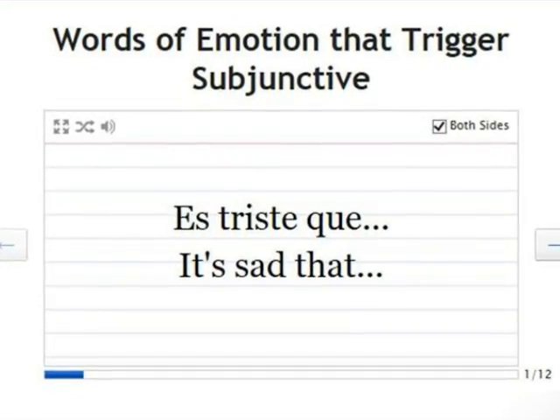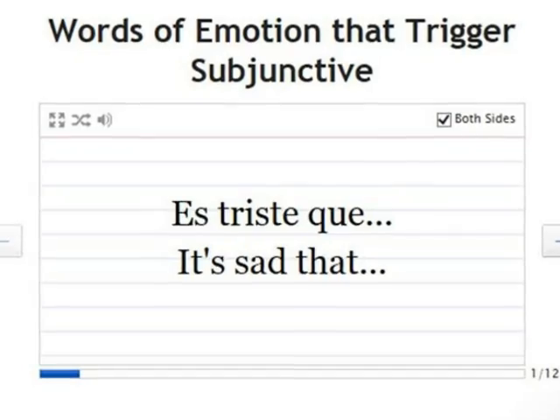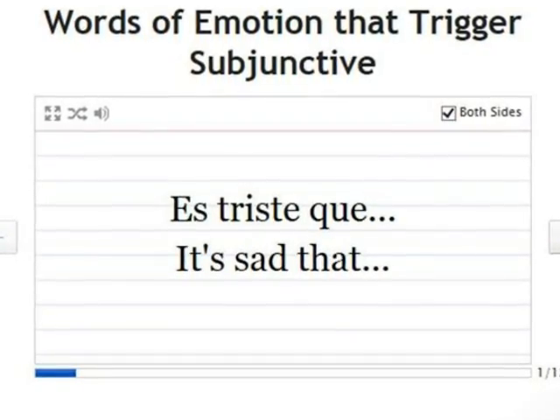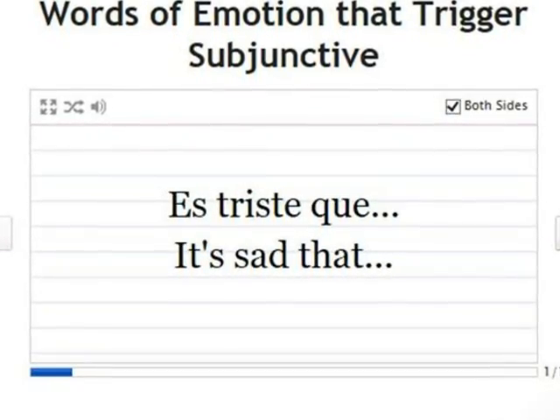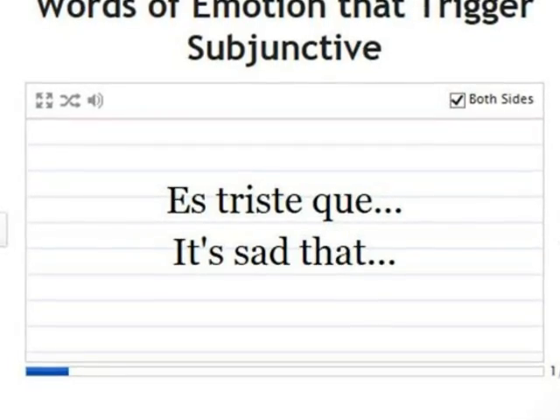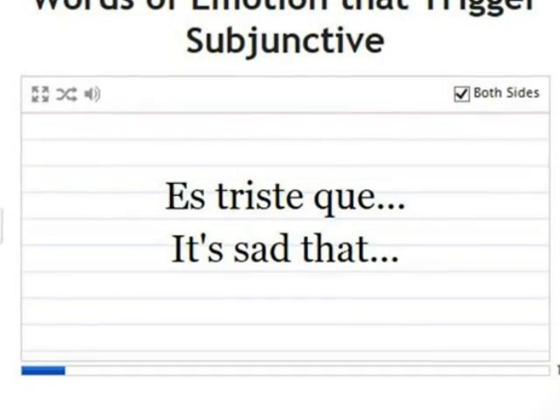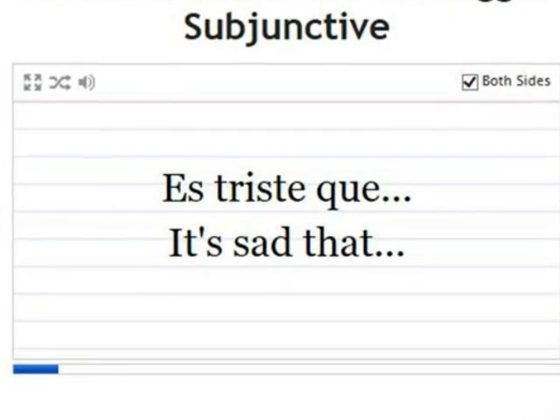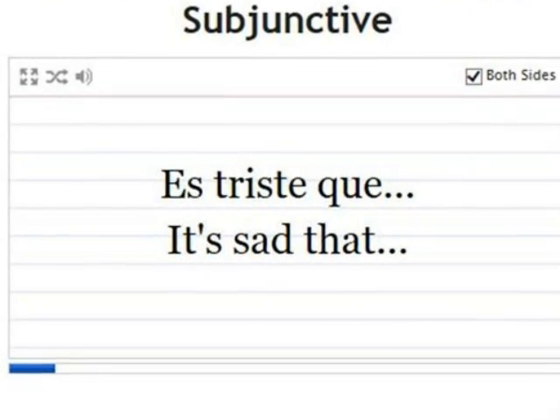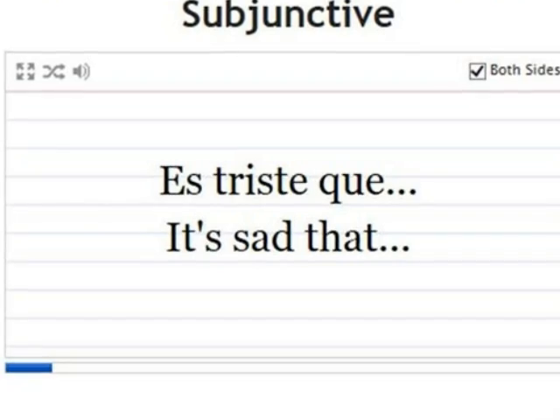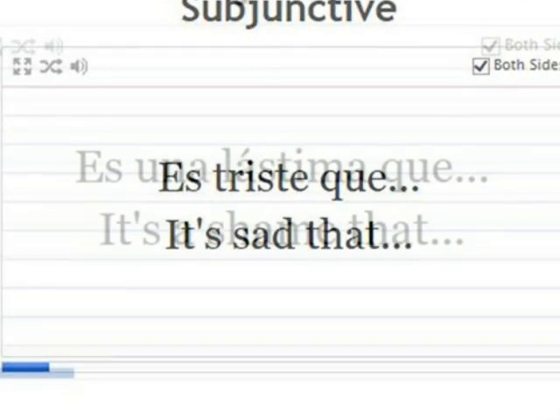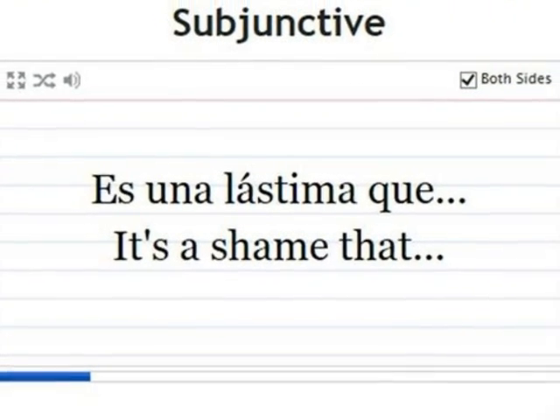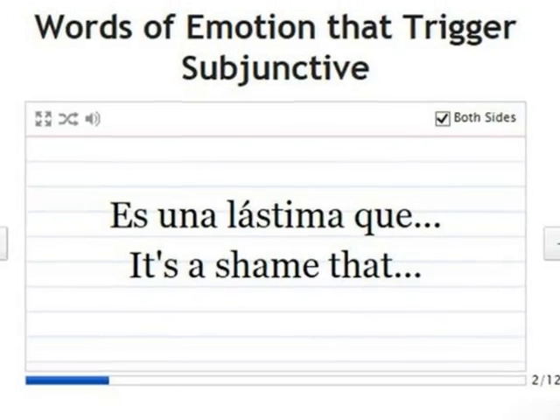Trigger the subjunctive means when you see this in the beginning of the sentence, you know that you're going to use the subjunctive for the end of your sentence. So our first one here is triste que, means it's sad that. So if I wanted to say that it's sad that we don't have a quiz today, I would say es triste que no tengamos una prueba hoy. And tengamos would be in the subjunctive. Es una lástima que means it's a shame that.